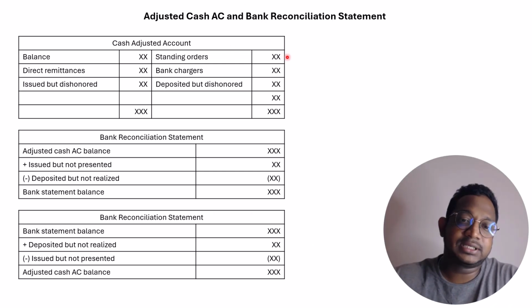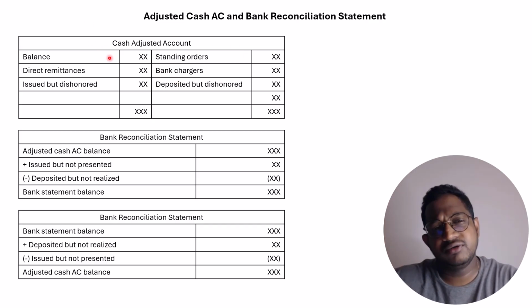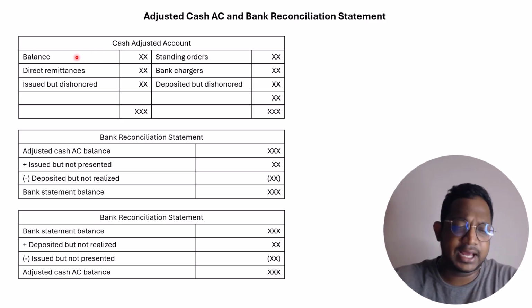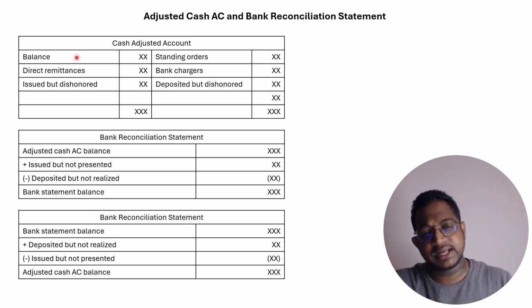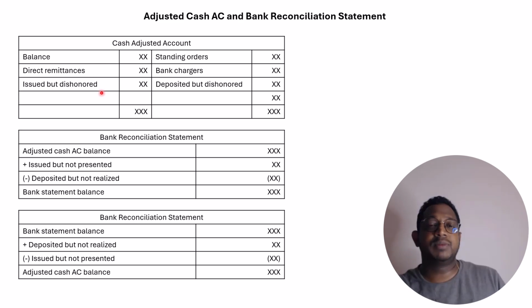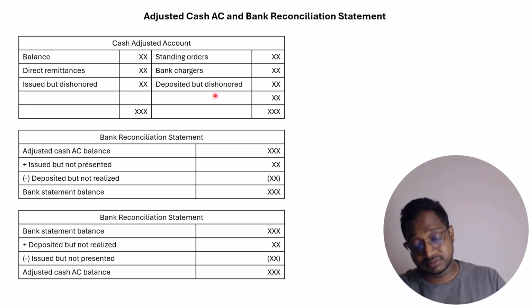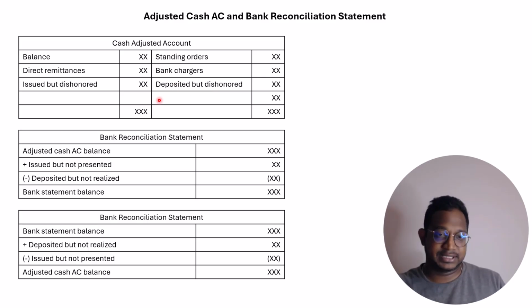Here are the adjusted cash account format and the bank reconciliation statement format. In the adjusted cash account, we start with the balance in our cash account and then adjust it. Direct remittances and issued but dishonored checks you have to debit, and standing orders, bank charges, and deposited but dishonored checks you have to credit, right? Then you get the balance here.